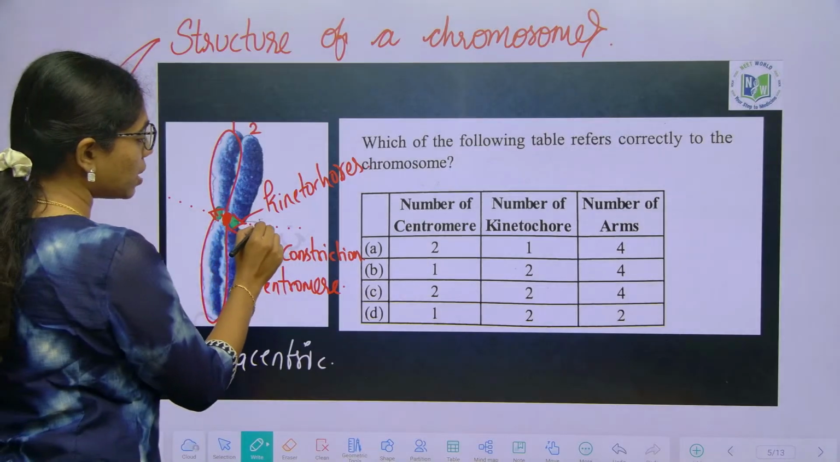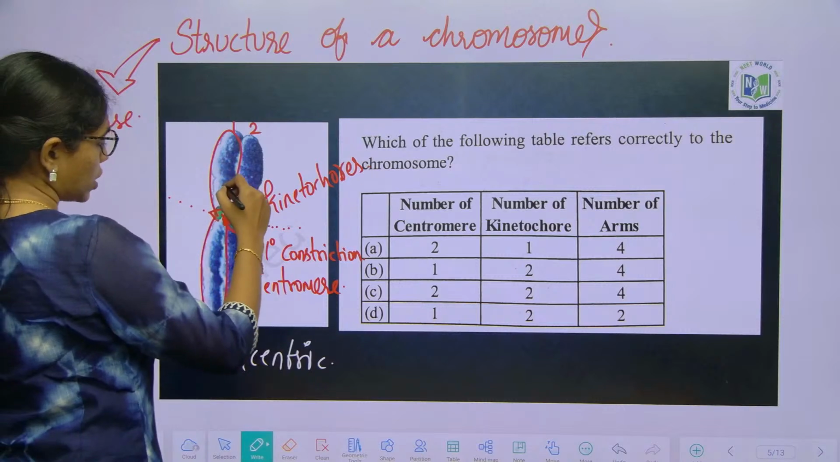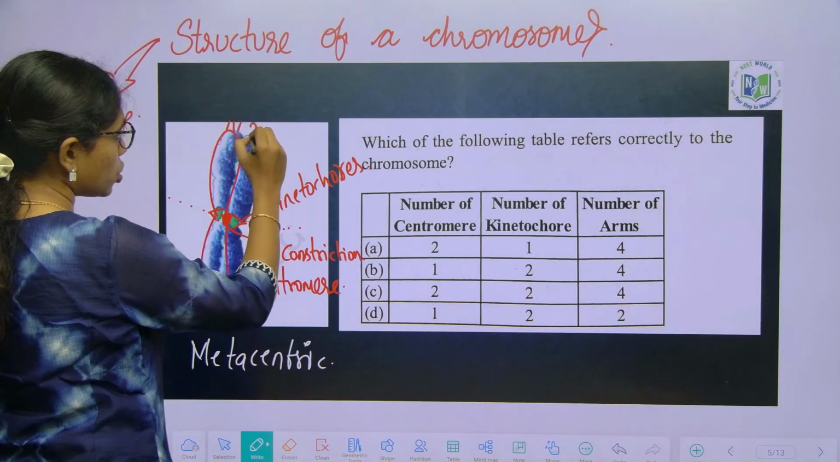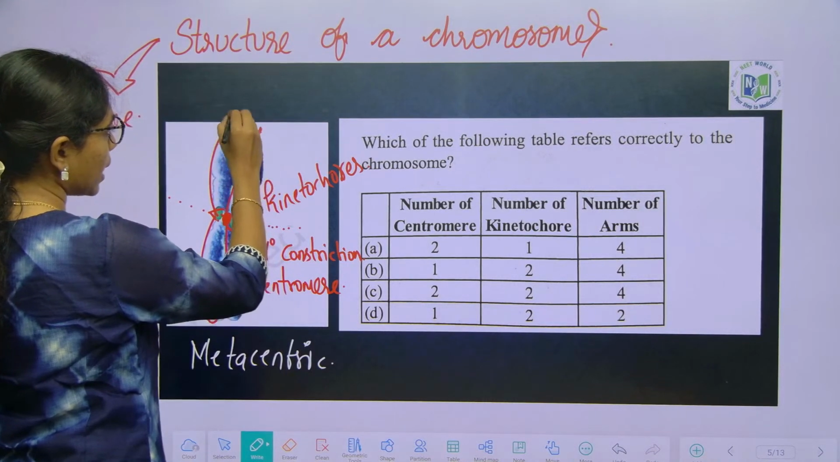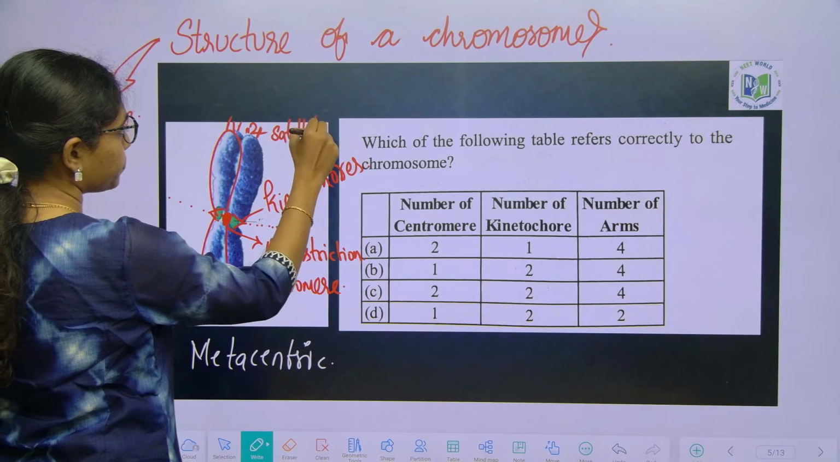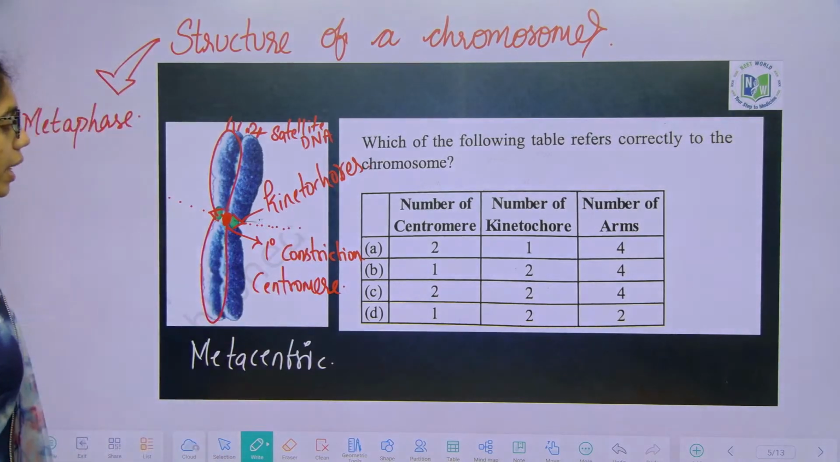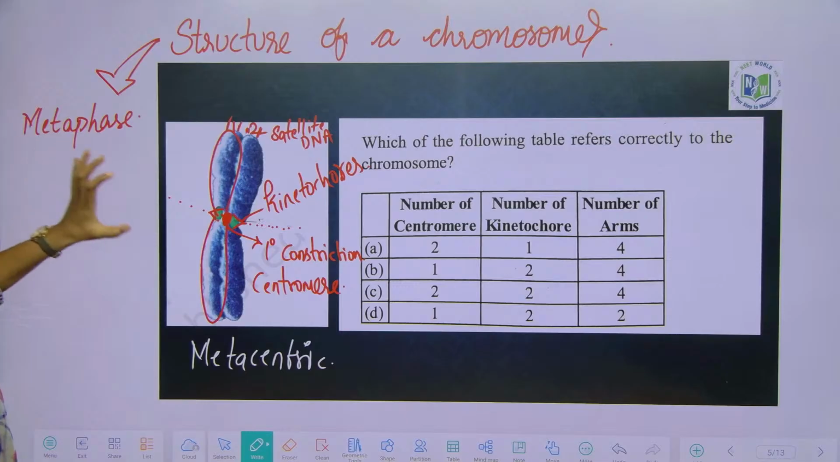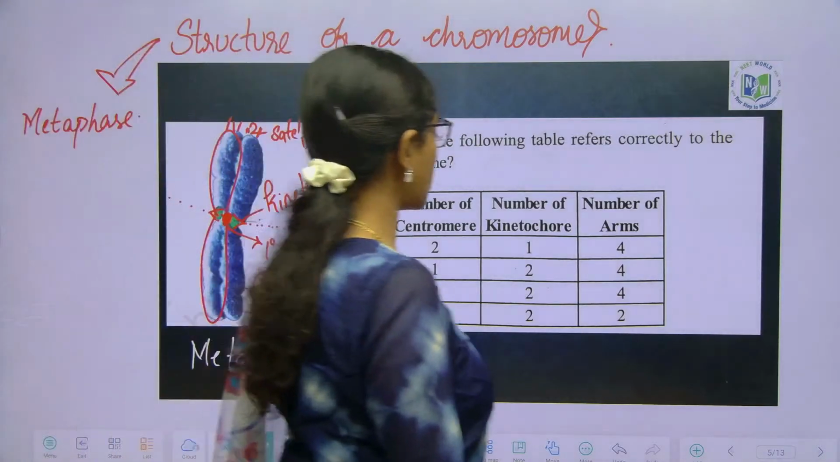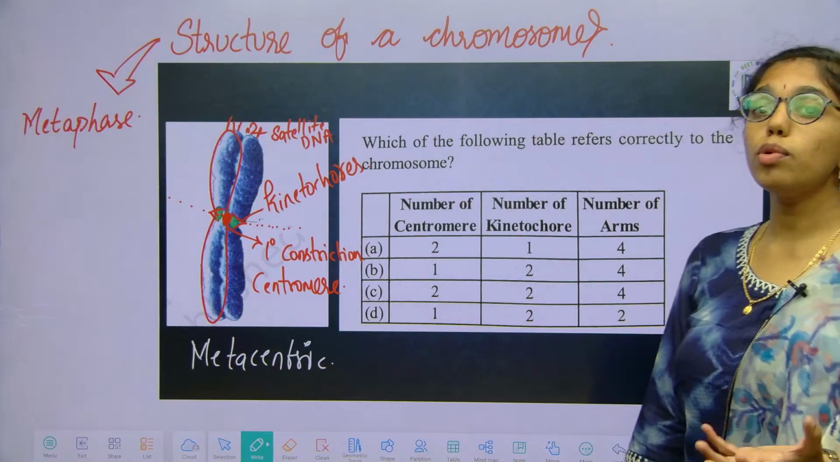So, spindle fibers are attached to which region of a chromosome? Kinetochores. Next, there is a secondary constriction above this part. The secondary constriction is known as satellite DNA, which has more of repetitive DNA sequences. So, in this chromosome they are asking us the number of centromeres, number of kinetochores and number of arms. Which of the following tables refers correctly to the chromosome?